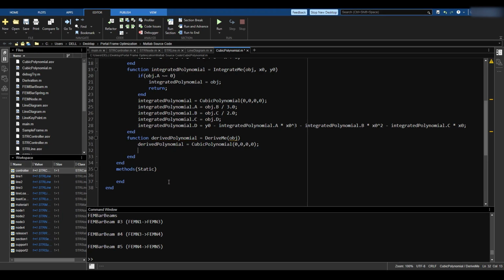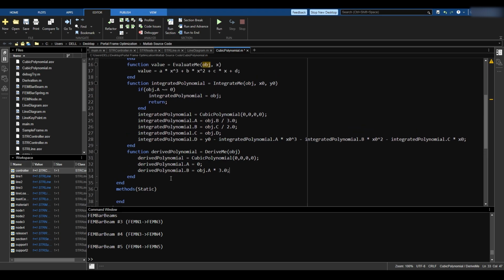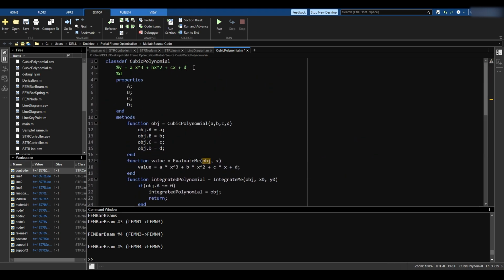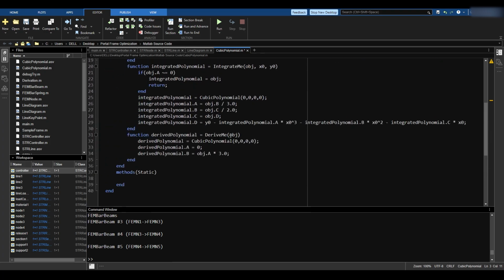Now let's start doing things. First of all, derived polynomial.a equals 0 because it's going to die. Derived polynomial.b is going to equal object.a multiplied by 3 because it will be reduced by one power. I mean, think about it. What's the derivation of this thing? The derivation of this thing is going to equal 3ax squared plus 2bx plus c. That's what it means. So that's why we have 3 multiplied by a in the b slot, because now the a is going to be 0 and the value of b is going to be 3a. Okay, that's the reason why we have this strange thing.